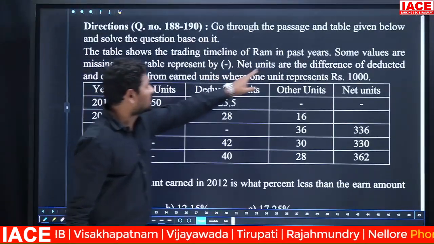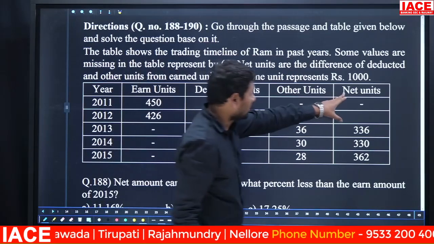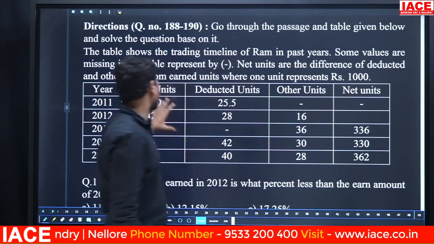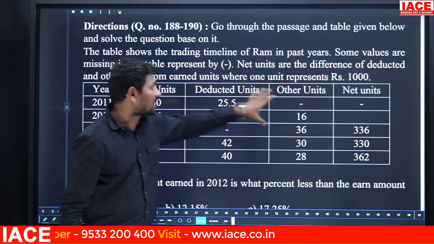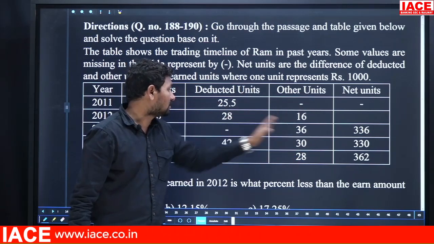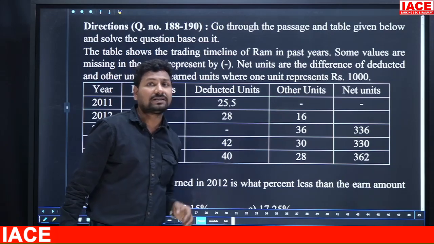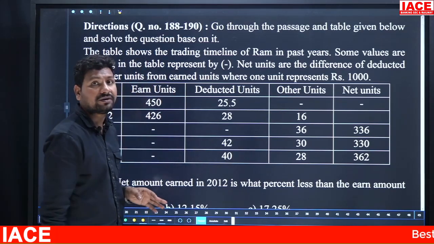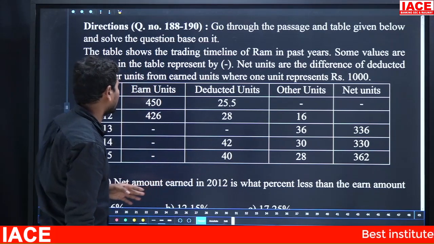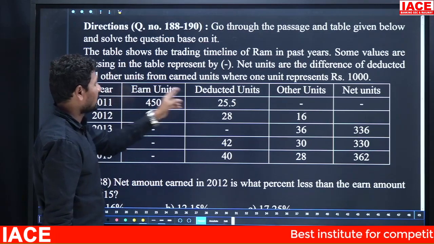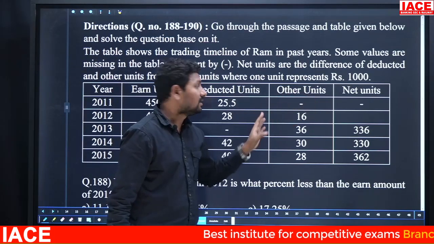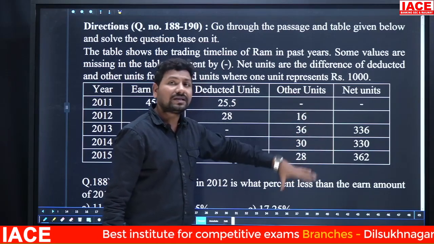Nothing is logical, just remember the line. Here net units are the difference. If you need net units, what you can do? From earned units, deducted units and other units are removed. These two values are going to be removed, and you will get the net units. So it is the earned units, deducted units, other units and net units. Some values are missed out. Based on the question we can solve.